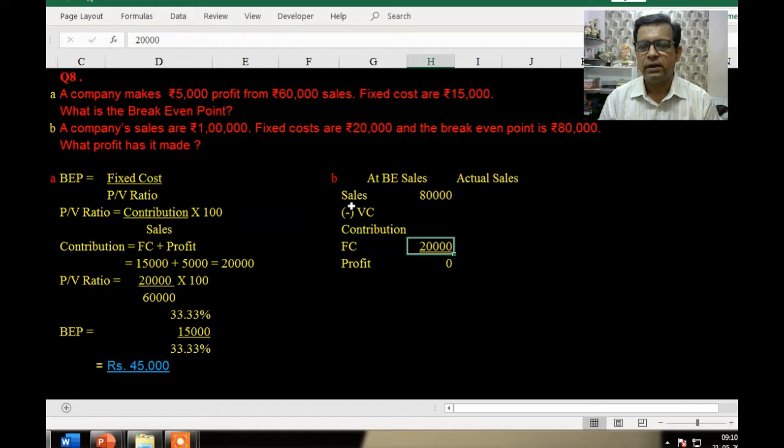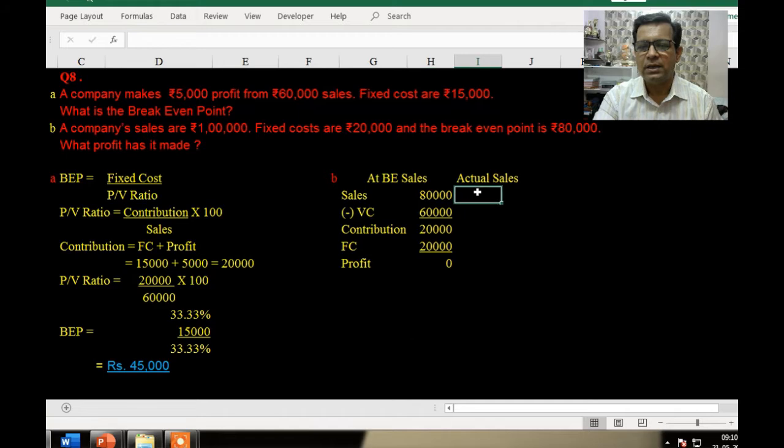Guys, remember what I said. Break-even point is a point where contribution is equal to fixed cost. So I got my contribution as well. Understand this. If my sales are 80,000 and my contribution is 20,000, then please tell me what will be my variable cost? Exactly 60,000, the balancing figure between the two. All right. So at break-even sales, we have got the information.